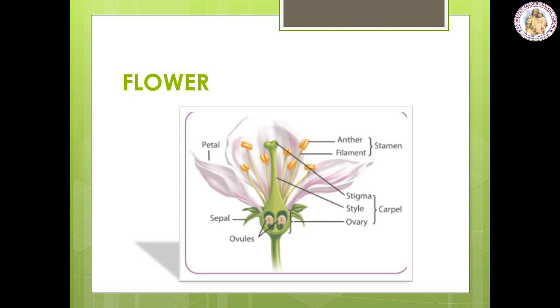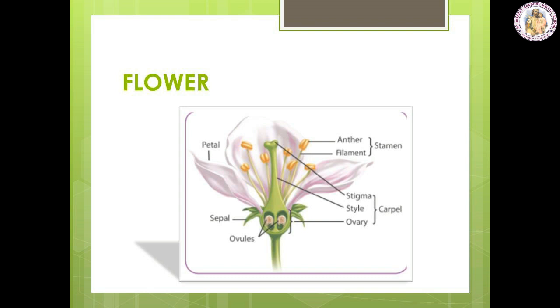First one is sepal. It is the outer part of the flower. Usually it is small and green in color. It protects the bud in the early stage. Second one is petal. It is often colorful and it attracts the insects.